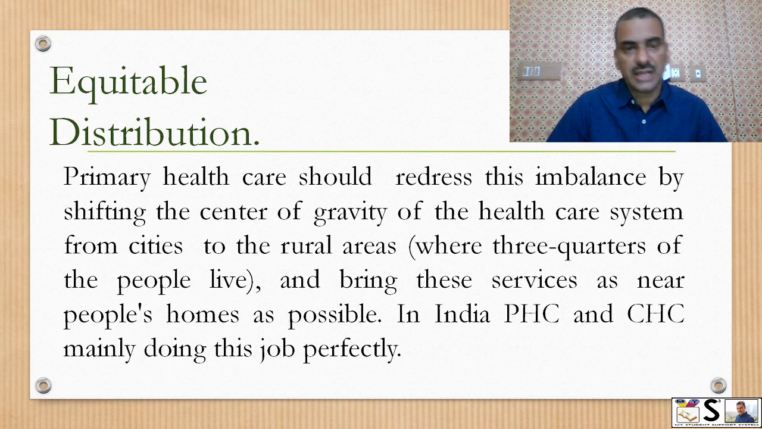Primary health care should redress this imbalance by shifting the center of gravity of the healthcare system from cities to rural areas where 3/4 of the people live, and bring these services as near to people's homes as possible. In India, primary health centers and community health centers are mainly doing this job perfectly through their sub-centers.